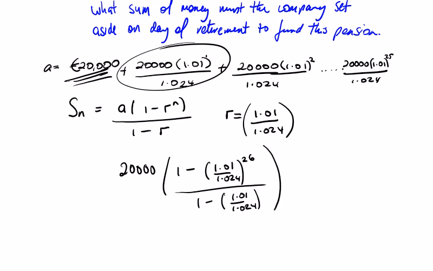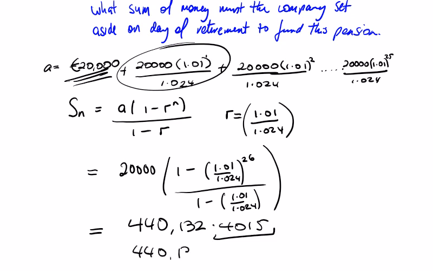It's easy to go wrong typing this into your calculator, so I would suggest always do it twice. So let's see what we get with this. So checking it twice in the calculator, I get 440,132.40, and I don't think they ask us to round this off, so just $440,132.40 would need to be set aside for the person's retirement fund on the day of retirement.